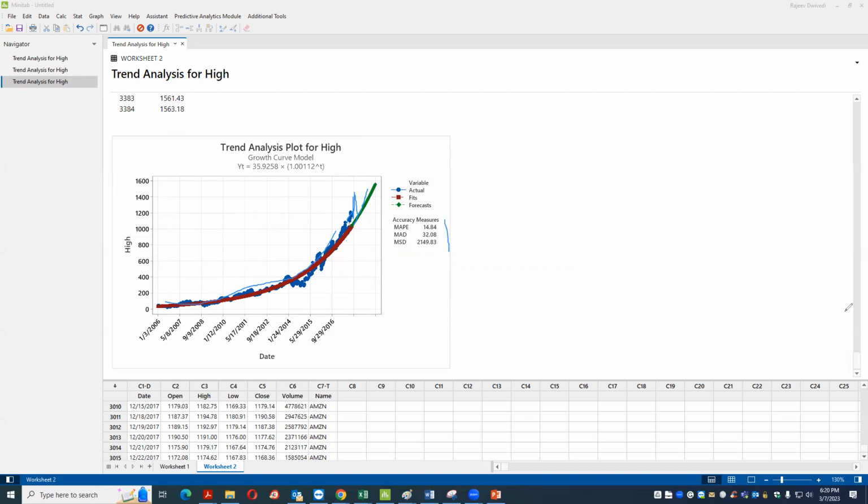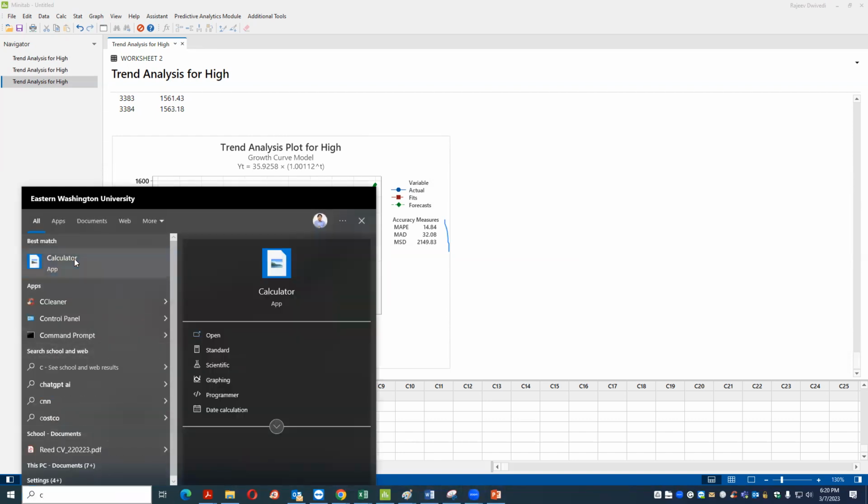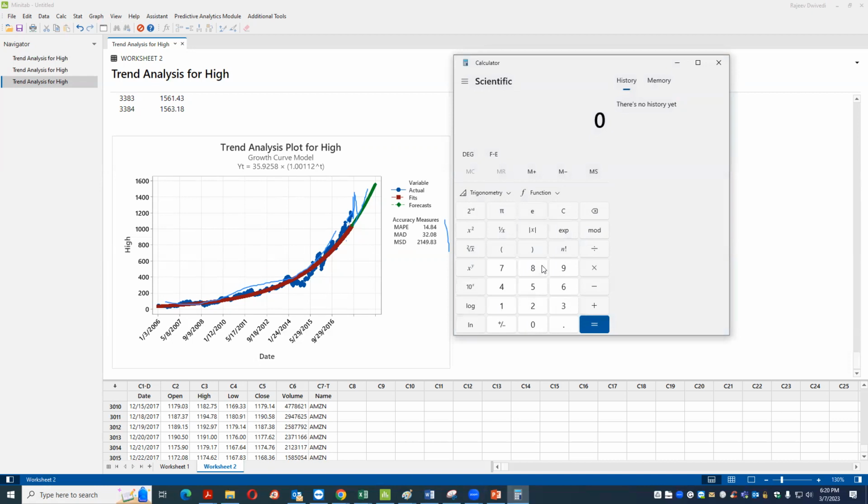And here, how much value will I get from my stocks? Let me get the calculator. Here you can see I had 8.45 stocks, and the price becomes, after 365 days, 1563.